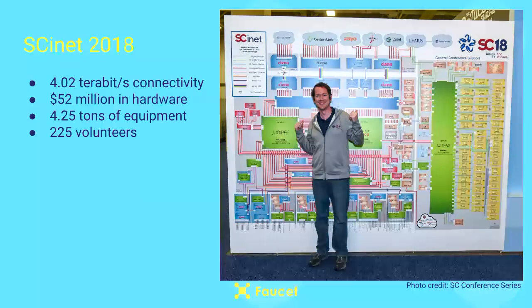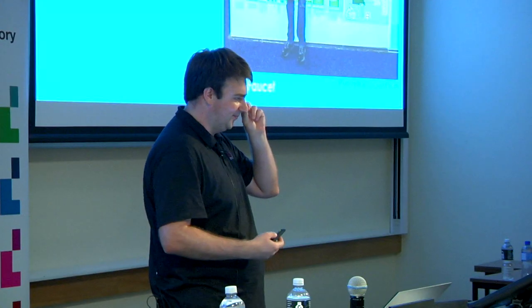The capacity of the network internally was a lot larger than that, but that was how much internet we had to deliver to all the booths on the show floor of the conference. So this thing was $52 million of hardware, 4 tons of equipment, and 225 people to manage this whole thing. It's big is the one thing to take away from that.